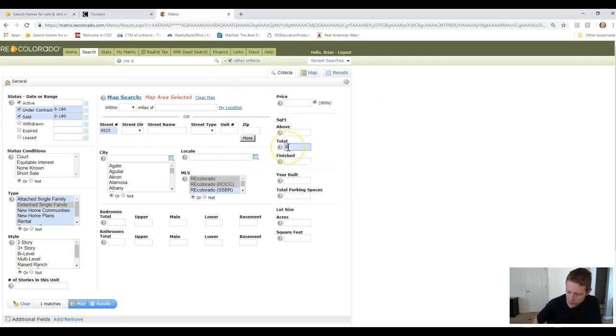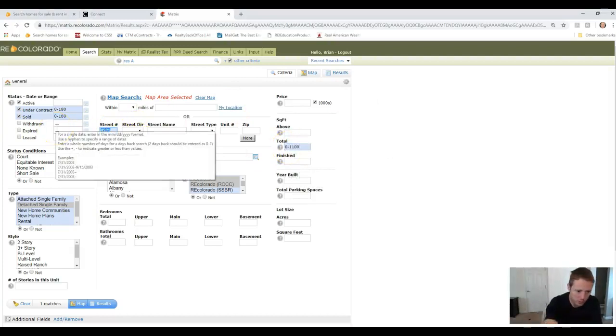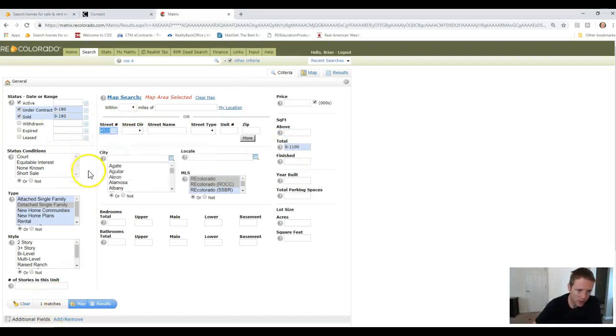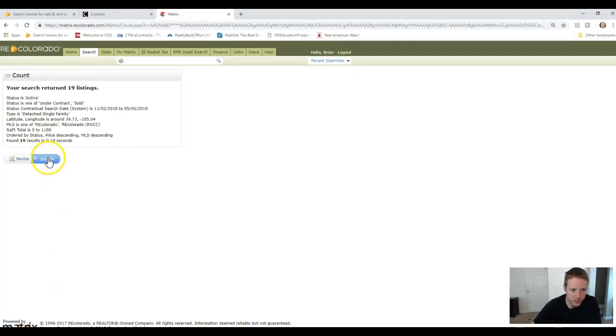So total square footage 0 to 1,100. Get rid of the number, because remember we're still down at 1 right here, but we want to get rid of this so that it tells us how many properties we have. We have 19. That'll work. So then we want to look at our results. Let's go ahead and hit the 19 matches, search.